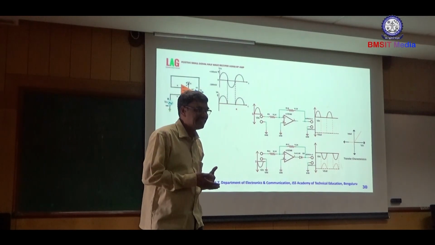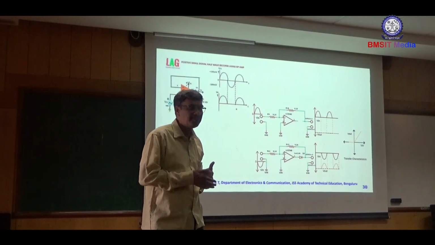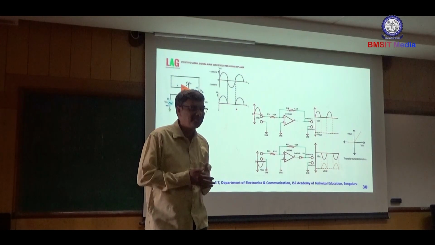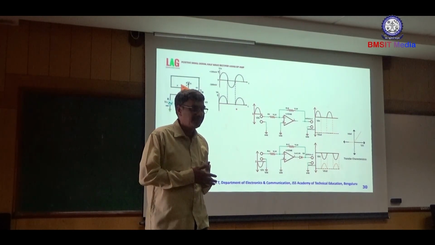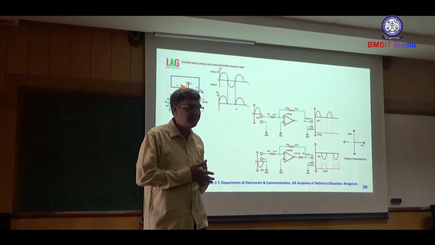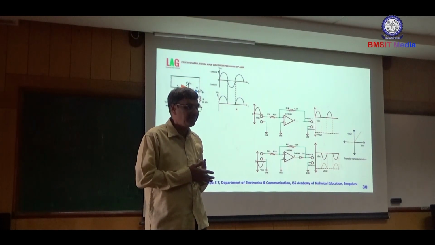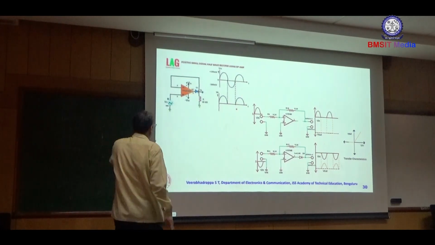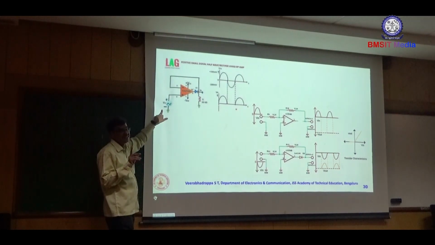Any feedback exists? No. That means it is an open circuit. What is the gain of the open loop circuit? Ideally it is infinity, practically it is 2 into 10 to the power of 5. I am explaining with respect to the first cycle.